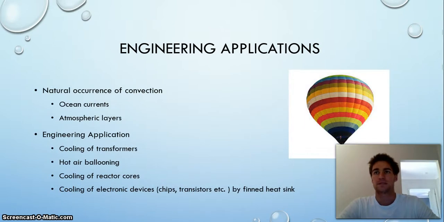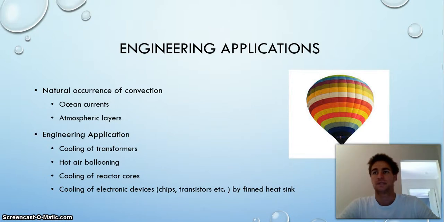There are many occurrences of naturally occurring convection. Ocean currents and atmospheric layers are both examples of naturally occurring convection. The engineering application of natural convection is cooling of transformers, hot air ballooning, cooling of reactor cores, cooling of electronic devices such as chips and transistors by finned heat sink.